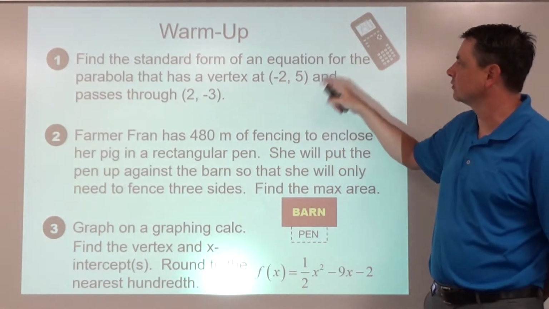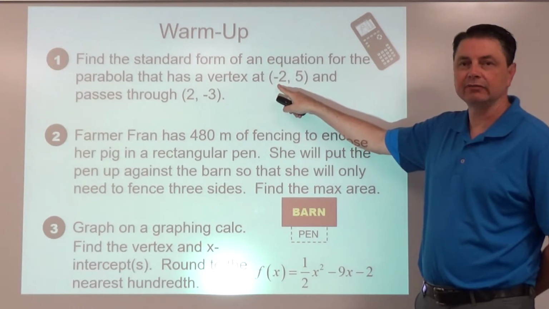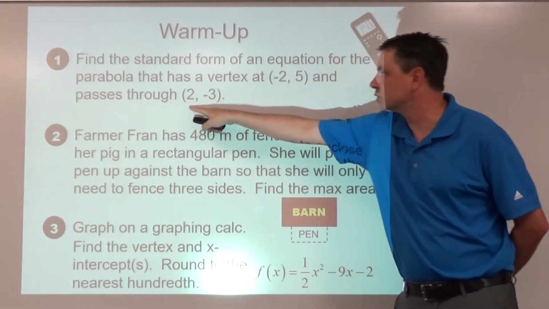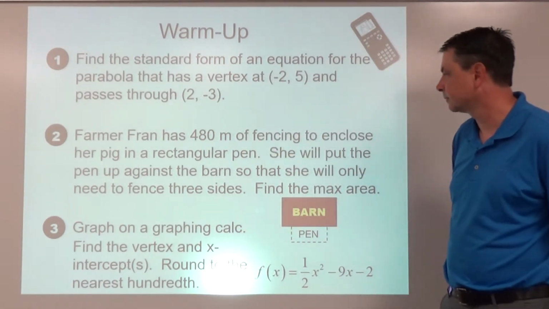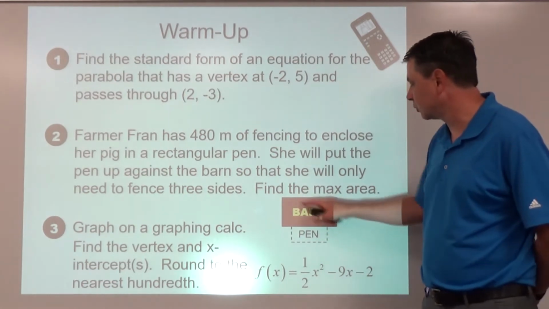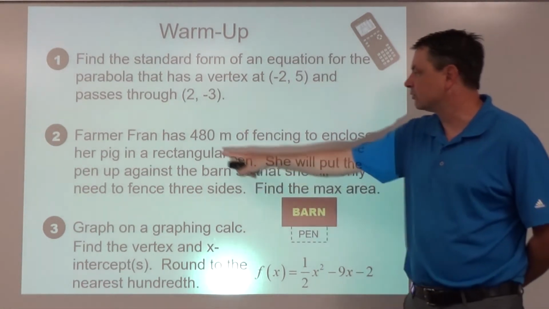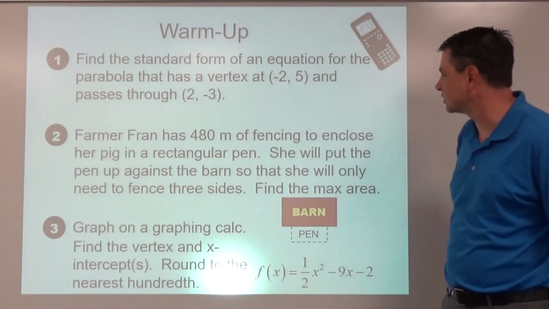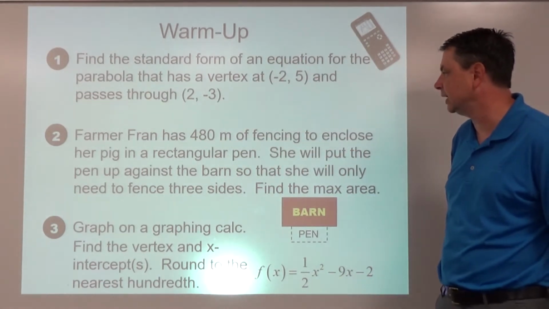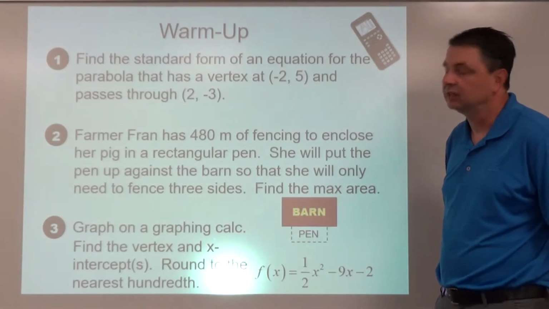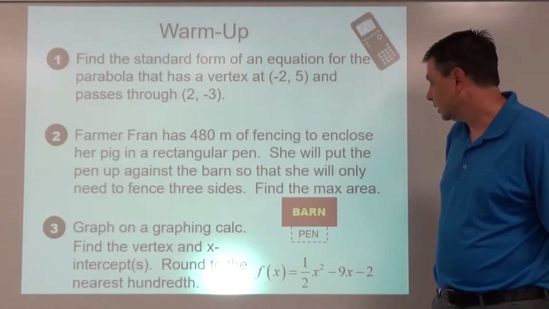Standard form equation for the parabola with vertex at negative 2, 5 that passes through 2, negative 3. A little sketch here where we've got a barn and we're building an animal pen that has 480 meters of fencing to enclose her pig in the rectangular pen. Seems like a lot of fencing though.